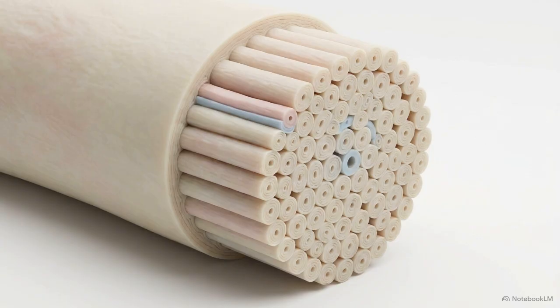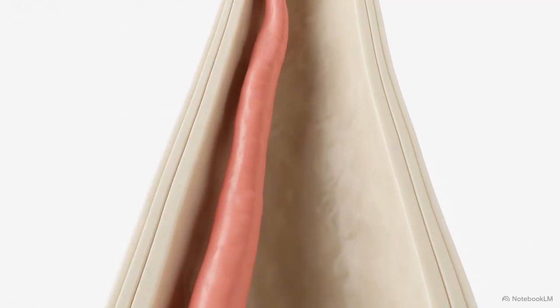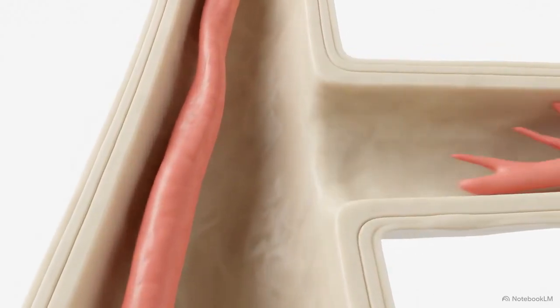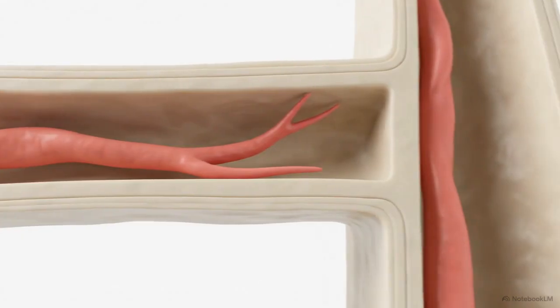In compact bone, this remodeling process constructs highly organized cylinders of matrix. These cylinders are called osteons, or Haversian systems. Each features a central canal containing blood vessels and nerves, surrounded by concentric layers of matrix called lamellae, with osteocytes trapped between each layer. To ensure every osteon is fully perfused, the central canals are connected horizontally by transverse perforating channels, known as Volkmann canals.